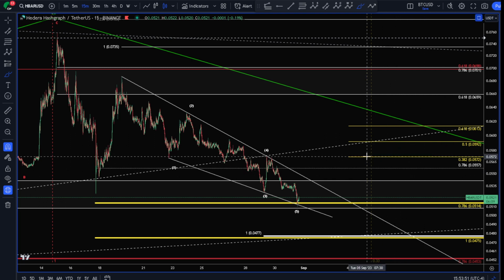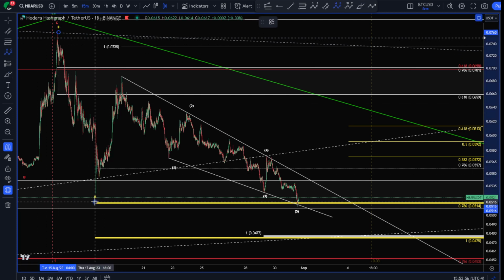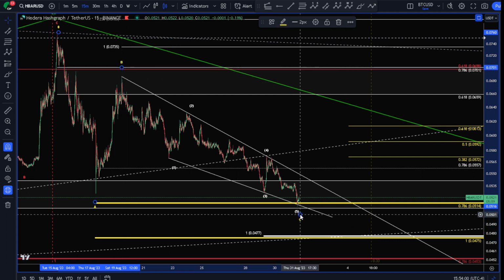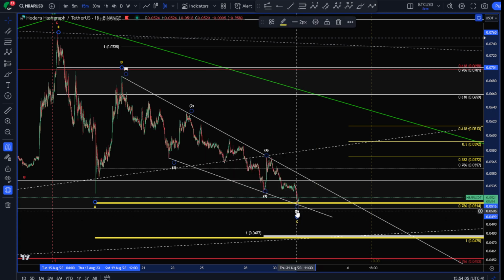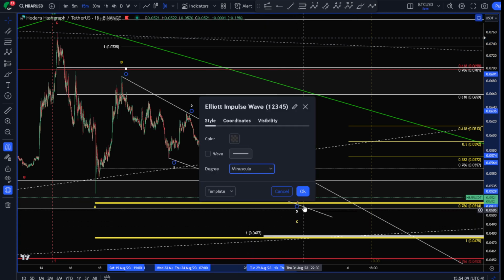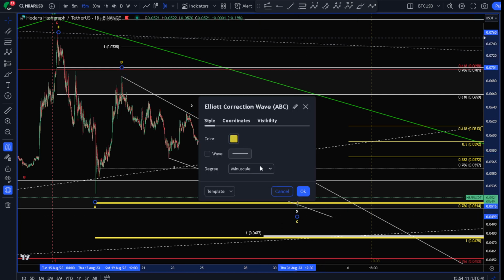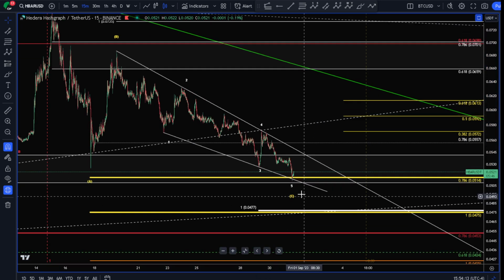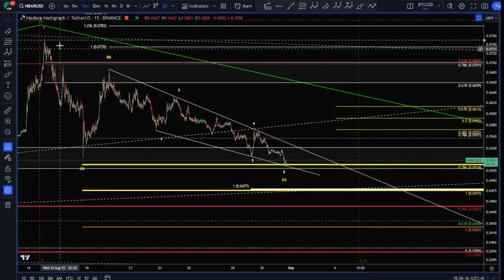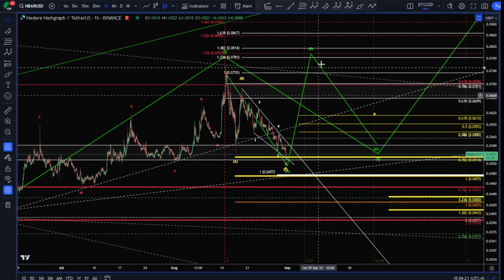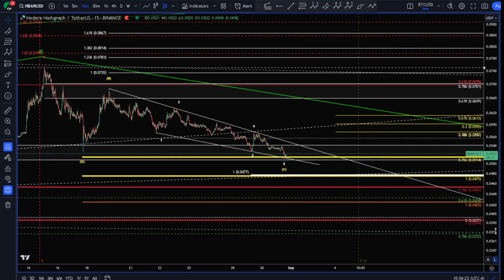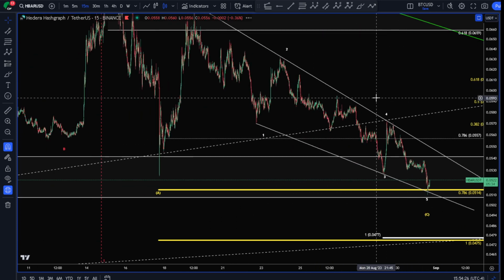But as of right now, how would I get into a trade? First, let's label our ABC. That's for our A wave, flat 335. So that's our A wave. Looking for this B wave. So what I would be looking for before I would enter a trade right now.